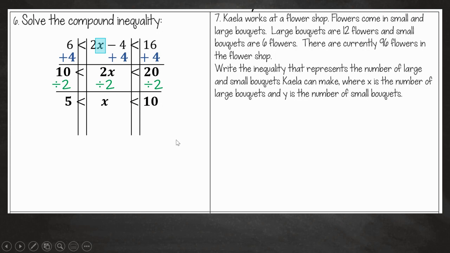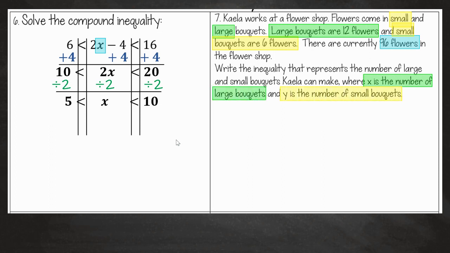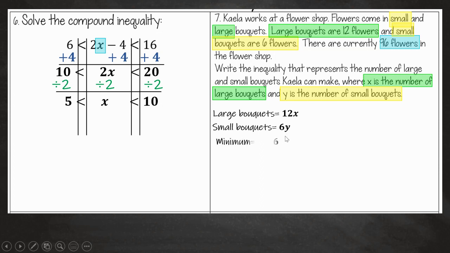All right, moving on to question 7. Kayla works at a flower shop. Flowers come in small and large bouquets. Large bouquets are 12 flowers and small bouquets are 6 flowers. There are currently 96 flowers in the flower shop. Write the inequality that represents the number of large and small bouquets Kayla can make, where x is the number of large bouquets and y is the number of small bouquets. So if large bouquets there is 12, so 12x, and small bouquets there are 6, so 6y.